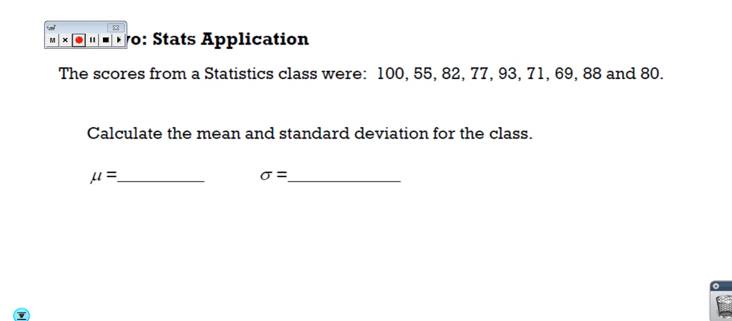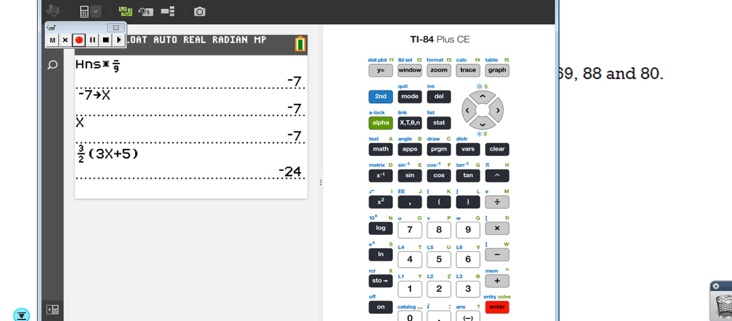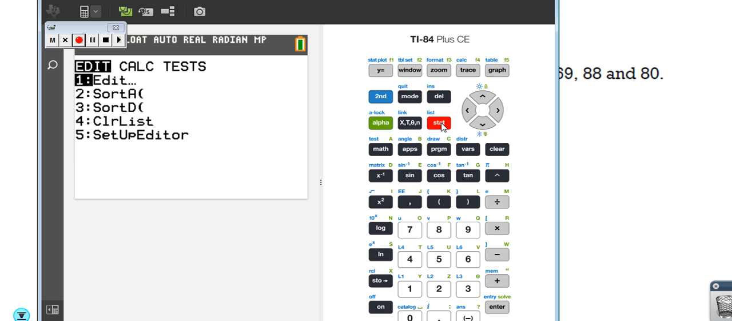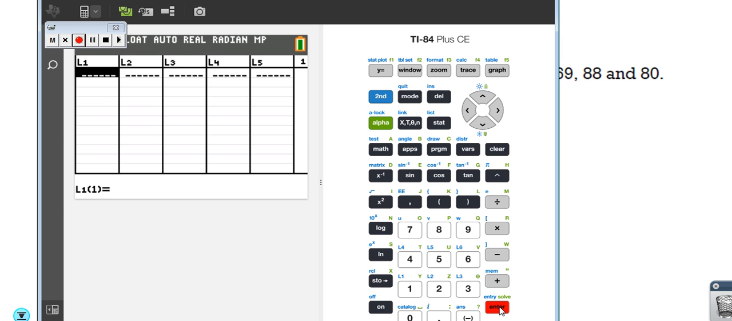Alright, moving to the back of the notes, we are going back to our statistics. So we have scores from a statistics class. I'm going to put this list into my calculator, so I'm going to hit Stat and Edit. I'm going to type out all these numbers, so 155, and so on.